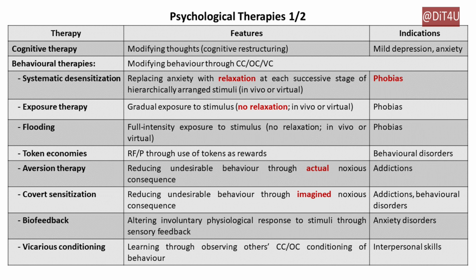So there is relaxation therapy here in systematic desensitization at each successive stage of hierarchically arranged stimuli, either in vivo or virtual. In vivo means in the body, actually doing it. Virtual means VR, virtual reality. So what do we do? Spider, arachnophobia, phobias, it's done mainly in phobias. Arachnophobia is a classical example. So arrange the stimuli in ascending order.